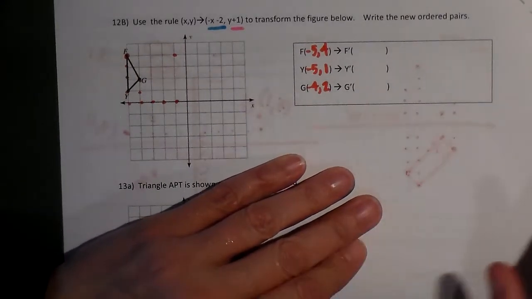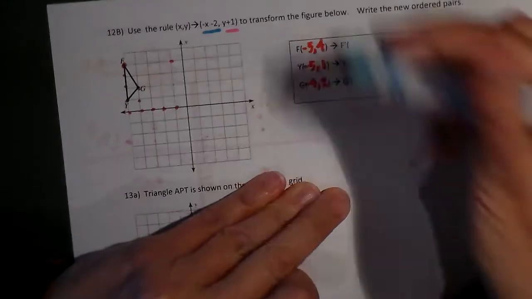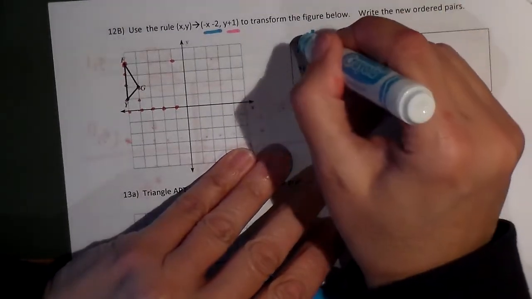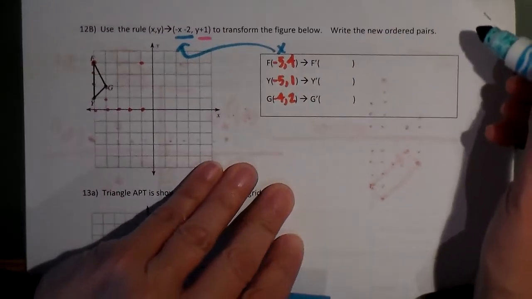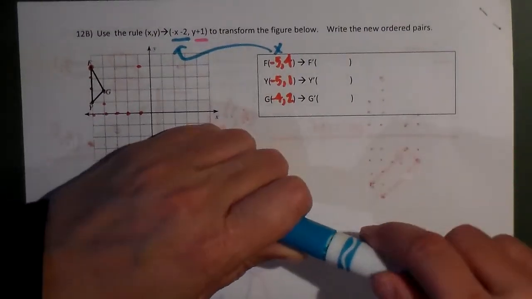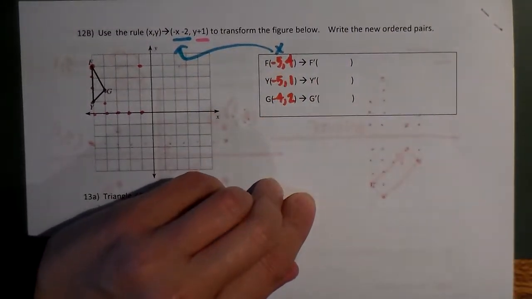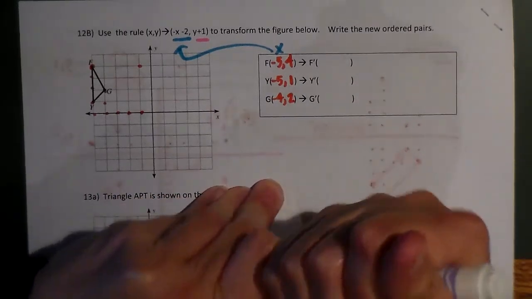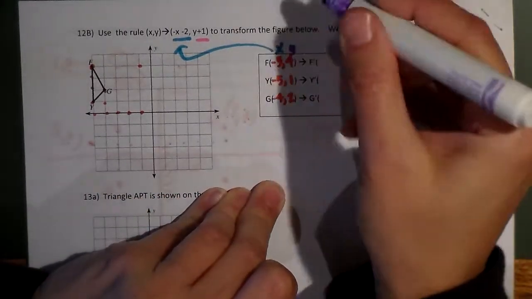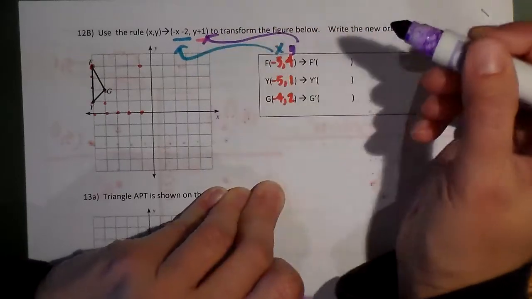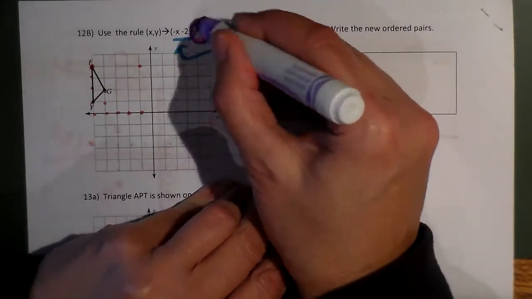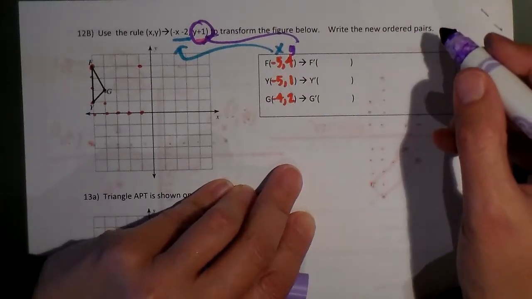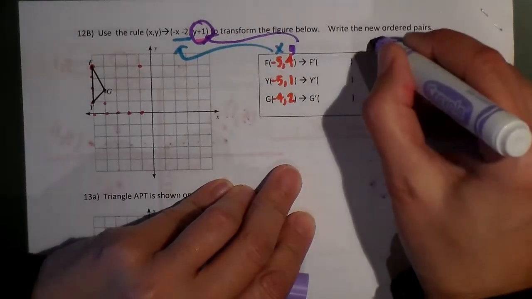So, to get to the new one, we're going to take all of these x coordinates and we're going to plug them into this negative x minus 2 thing, right? And then, to get to the new y value, we're going to take all of these y values and plug them into this y plus 1. Let's do the y's first. The y's are easiest because all we're doing right now with the y's is y plus 1. So let's do the y plus 1.